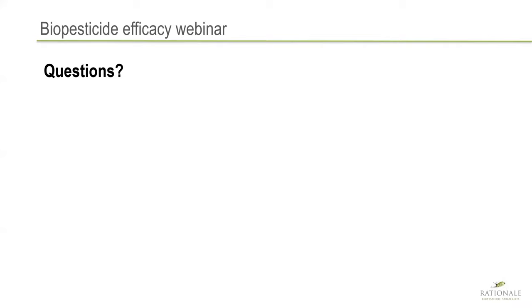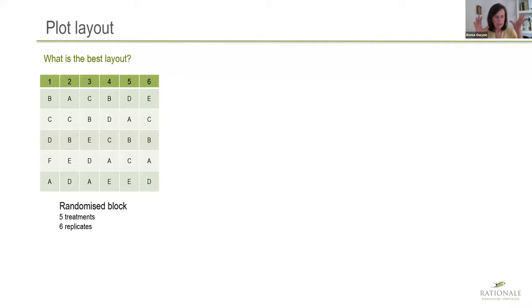So having worked out what our product is, what our treatments are, the next question was, okay, how do I design this trial? So I've worked out this model on the basis of having a 5-treatment trial with 6 replicates. Now, this is a really important point: I never work with less than 6 replicates for botanicals and microbials. And I also noticed that Pathi was talking about 5 or 6 replicates.